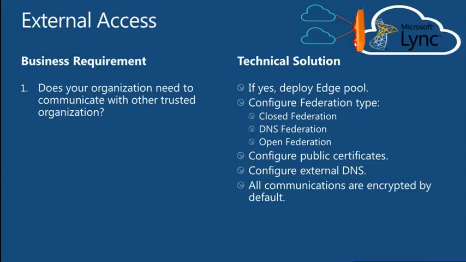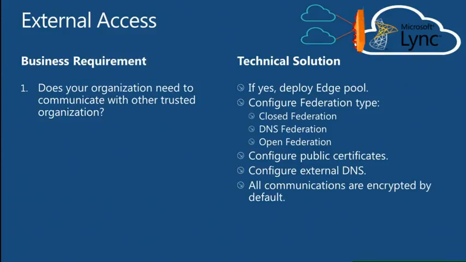So let's look at some of the business requirements. Some of these may apply, some of these may not apply, but it's OK. So the question is, does your organization need to communicate with other trusted organizations? Well, if that's the case, then you'll definitely want to deploy a Lync edge pool or edge server. And then you'll want to configure federation types. Now, there are 3 different types of federation. These are not the exact names. I just shortened them up and made some new ones because the real names are actually quite long.